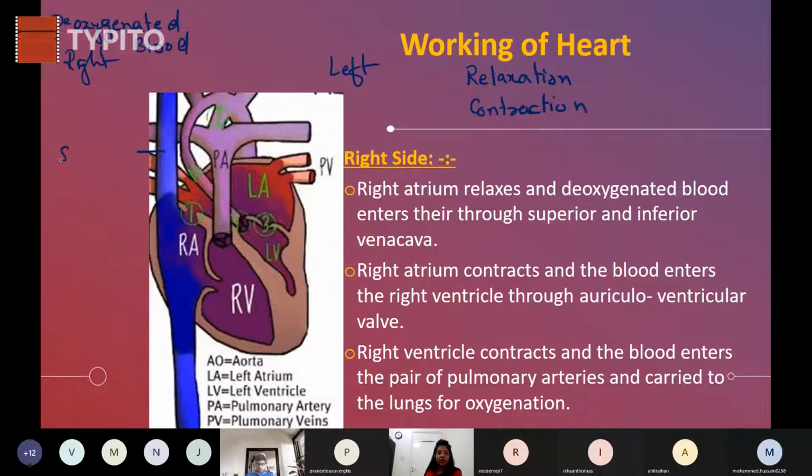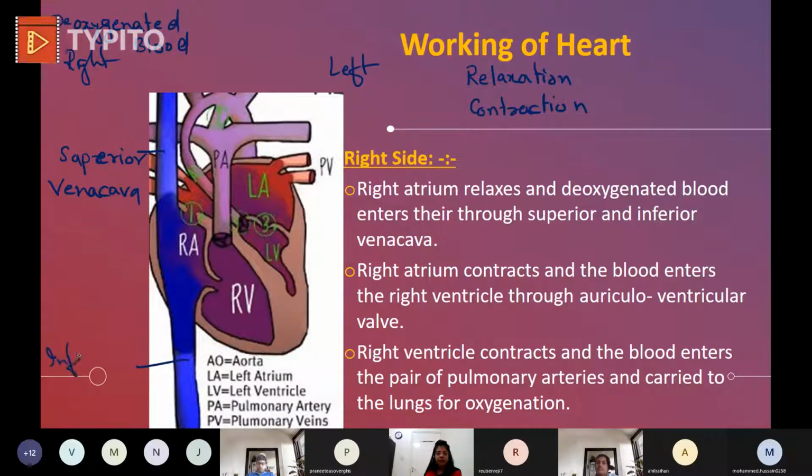The right atrium will relax, and at that time the right atrium will be filled with carbon dioxide rich blood by the superior vena cava and inferior vena cava. I repeat, the right atrium will relax, and at that time the superior vena cava and inferior vena cava will give their blood to the right atrium, exactly here. And then the right atrium will contract, and it will squeeze all its blood into the right ventricle.